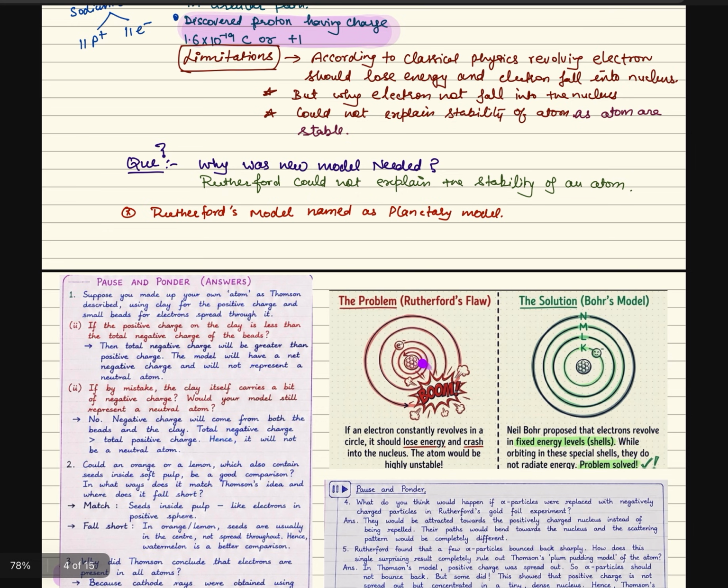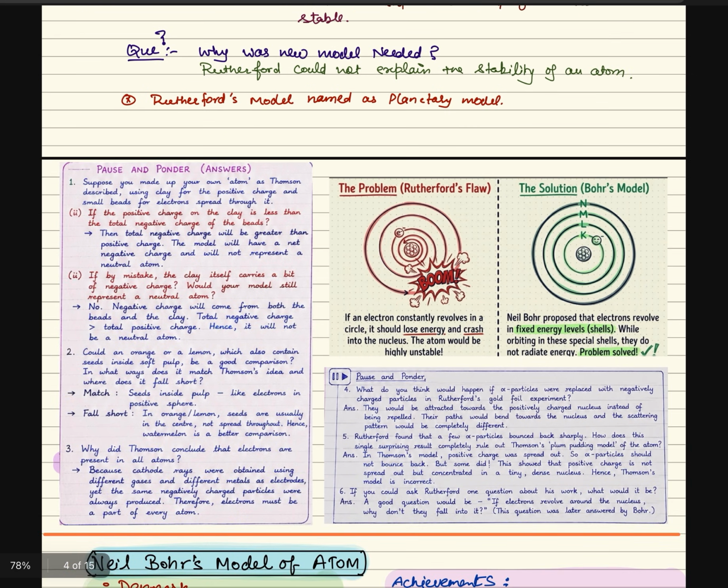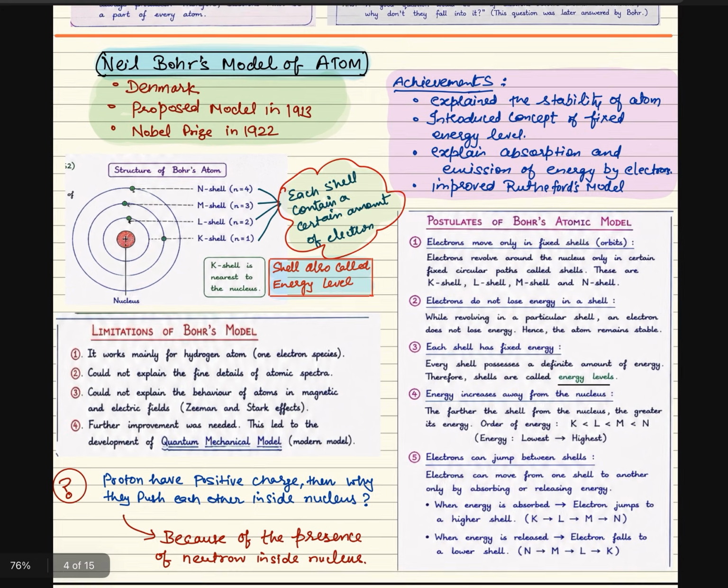Rutherford was not able to explain stability. It means if the electron is revolving around, it will lose energy and go inside, but he was not able to explain it. After that, Niels Bohr came into existence, and he modified the Rutherford model, so we will study the Bohr model. These are pros and cons from the CBSE book, so you can go through these questions, and I have written the solutions here. Now, Niels Bohr's model.